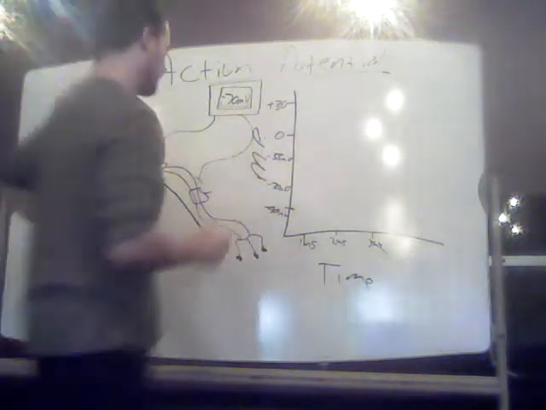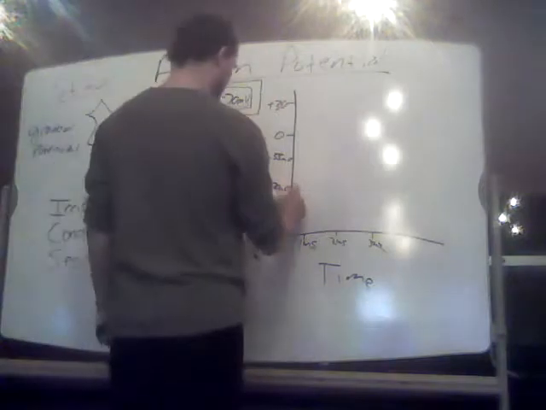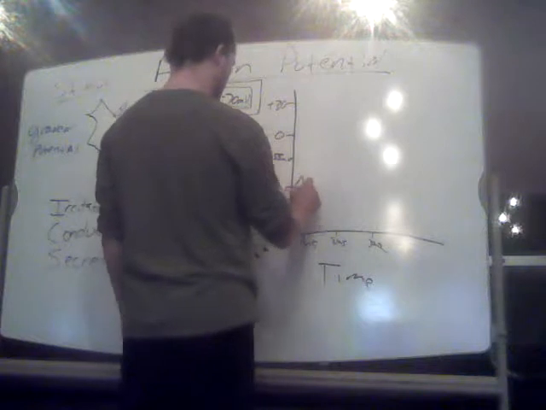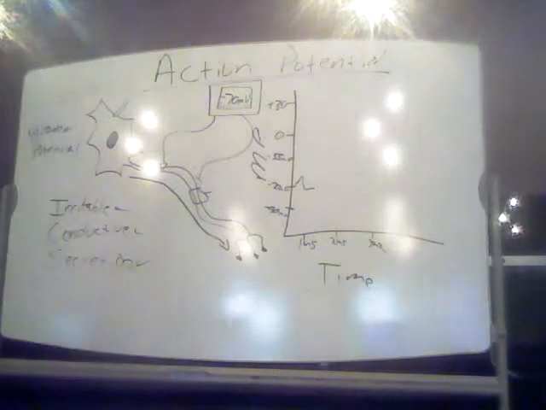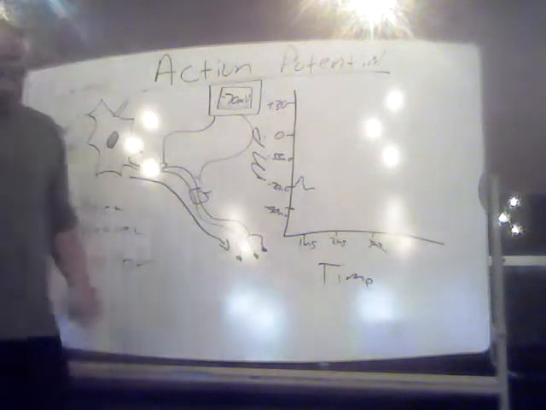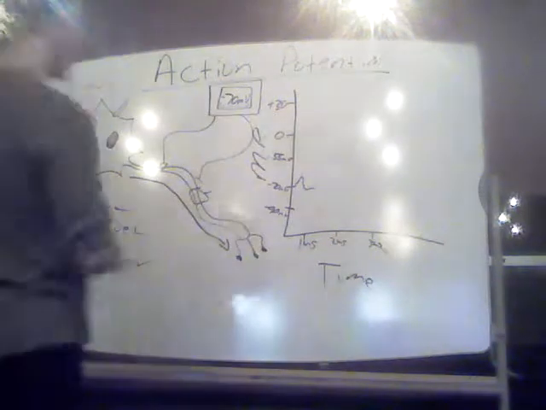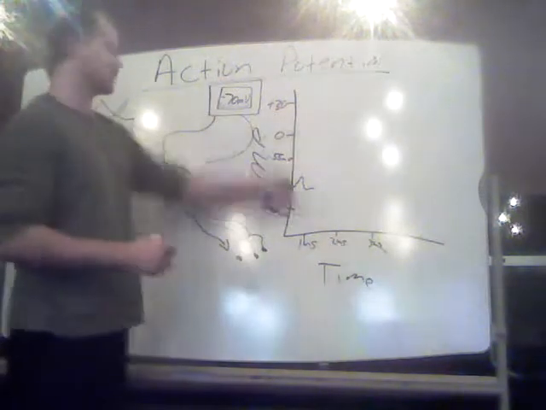All right, and what you're going to see is just a little bit of a spike. And then it'll probably go back down to normal. Okay, that would be a graded potential, a little irritation. Now, what happened here when you see this up spike?